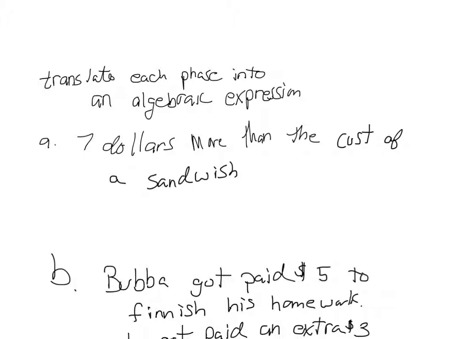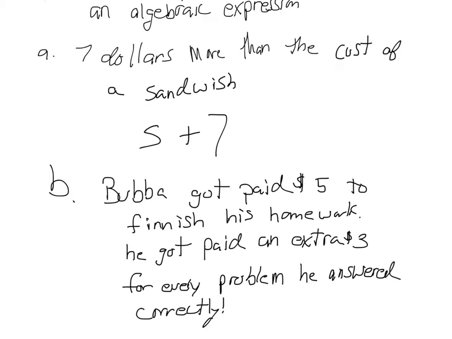Now, as you might know, $7 more than the cost of a sandwich. You could have written it a couple different ways, but first off, do we know how much the sandwich costs? No, we don't. So we're going to go ahead and write it as a variable. So I'm just going to write an S, okay? Now, $7 more than the cost of a sandwich is simply just S, and then $7 more, whatever the algebraic expression would be. Okay? Now moving on to the next one, we're going to talk about Bubba.